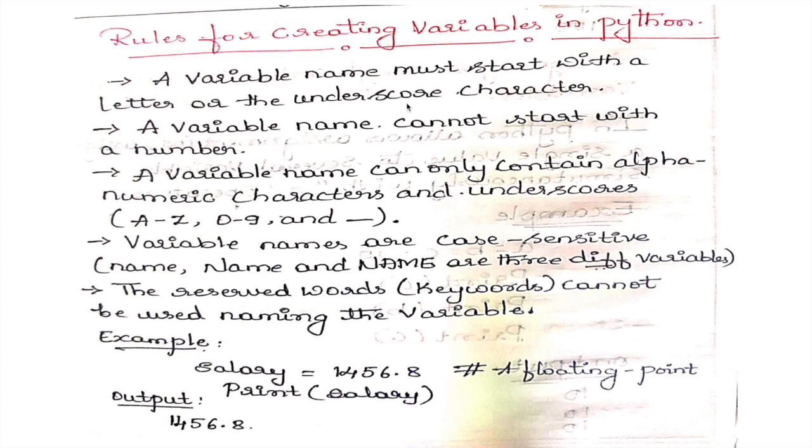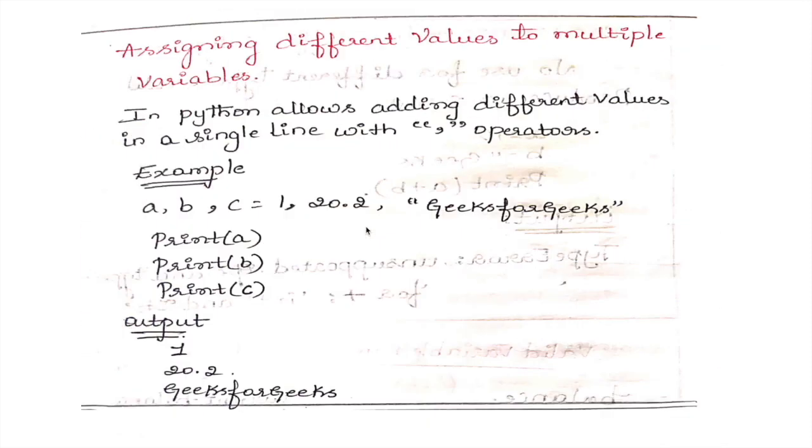Either your variable should start with a letter or an underscore. It should not start with a digit. A variable name cannot start with a number. I already told you that it should always start with a letter or an underscore. A variable name can only contain alphanumeric characters and underscores. Whenever you want to create a variable, it should contain only these characters: either letters from A to Z, or digits from 0 to 9, or underscore. Special symbols are not allowed. In other words, special symbols are not allowed to create a variable name.